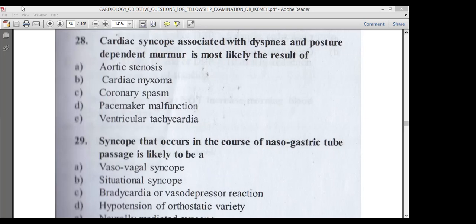Okay, and just one thing for us to remember about a myxoma is that it usually presents with three cardinal features. One is syncope, two, the tumor may embolize, and three, constitutional features like fever, weight loss, and other constitutional symptoms. So the correct answer is B.